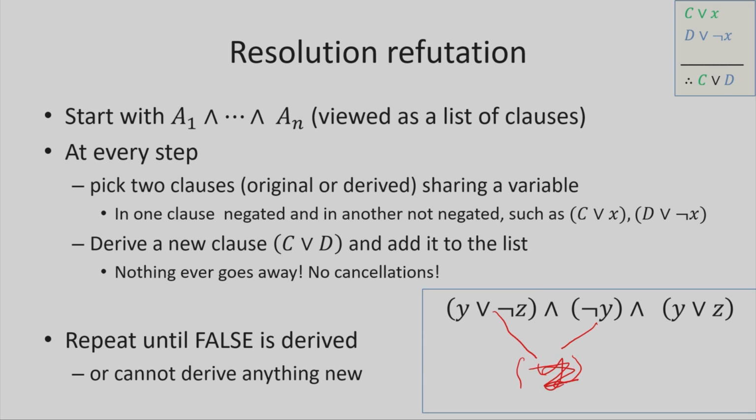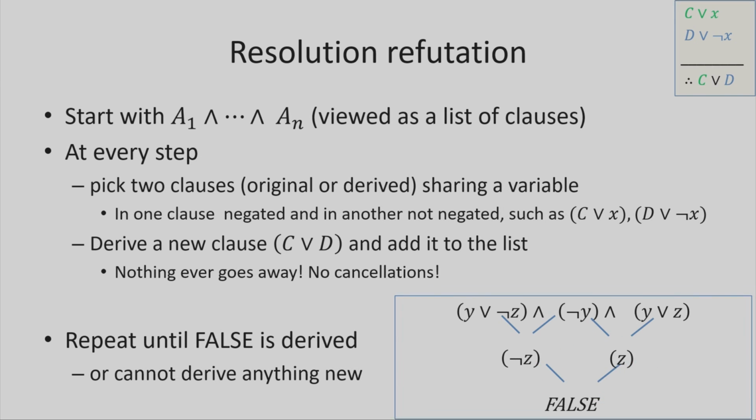Similarly, we could resolve not y with the last clause to get z. Finally, when we have not z and z, we could get false. And here it is, your resolution refutation. You only needed 3 steps rather than writing the truth table. Well, the truth table here is not that big, but still, you use fewer steps to get your answer than you would with a truth table.